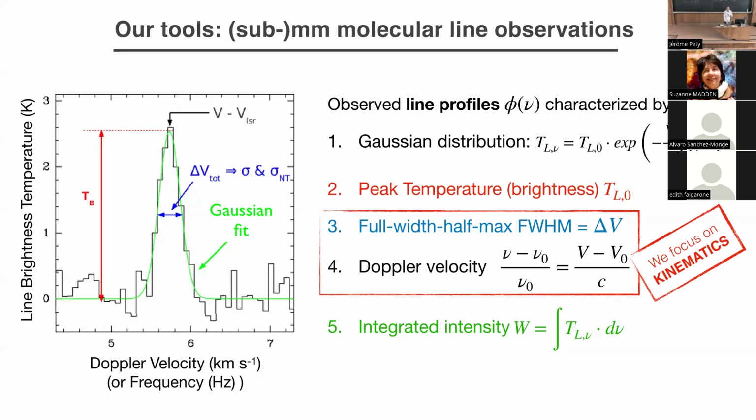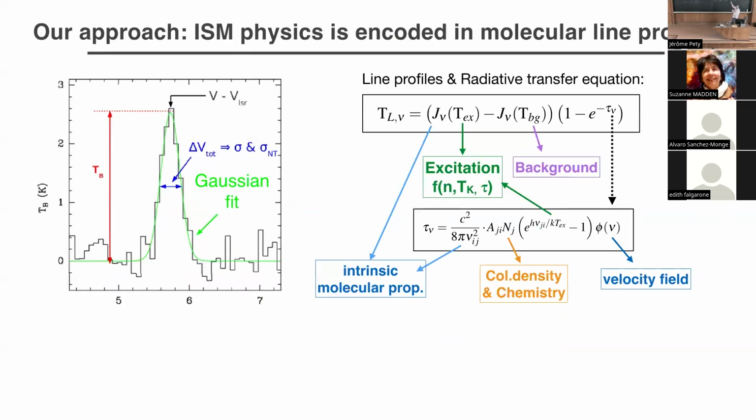Why do we study molecular lines in general? I mean, you have now a full project only on that. It's because this apparently simple profile encodes the physics of the ISM. It's a complex correlation between different parameters, but if you try to explain the shape of this Gaussian line, you can go to the radiative transfer equation and then derive many interesting properties, like the excitation of the line, the background radiation, the intrinsic properties of the molecule. You can do astrochemistry with that. You can compare different things. And you can do kinematics. This is what we are doing here.